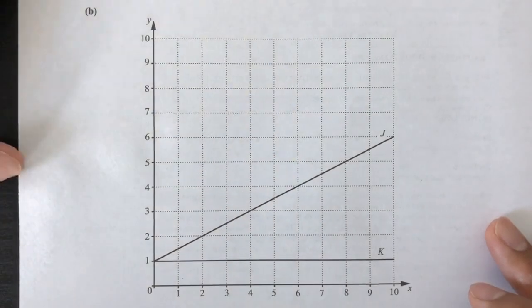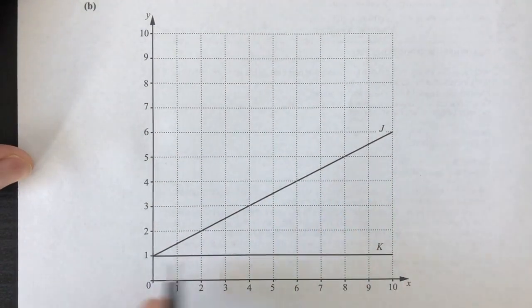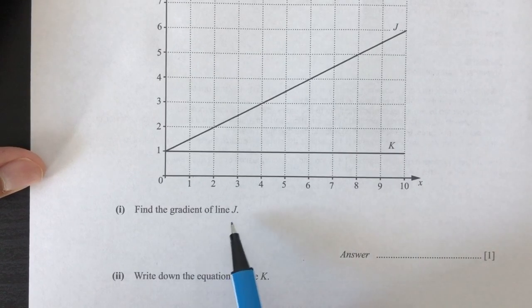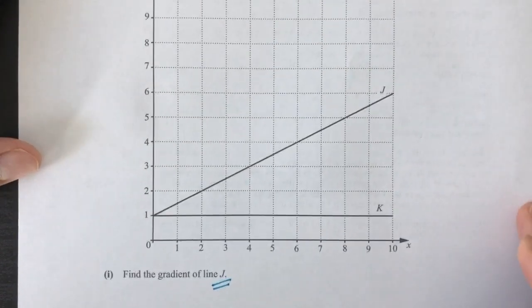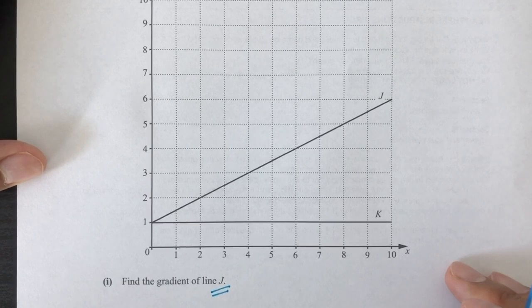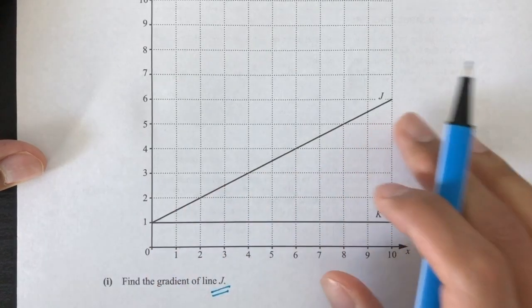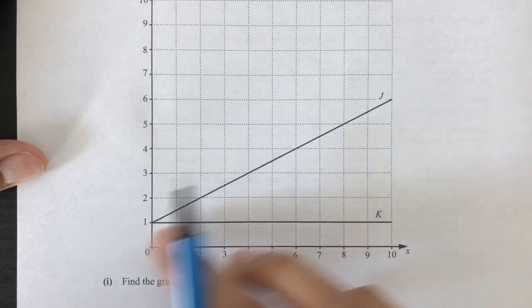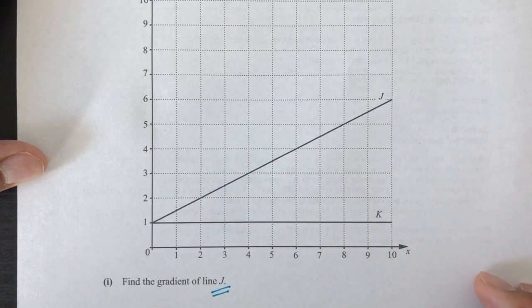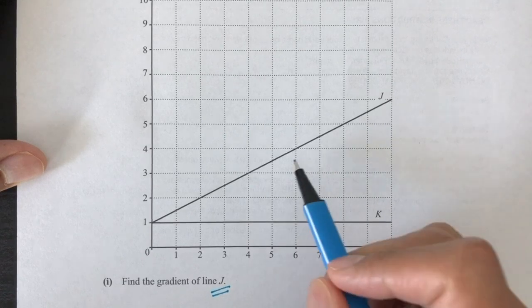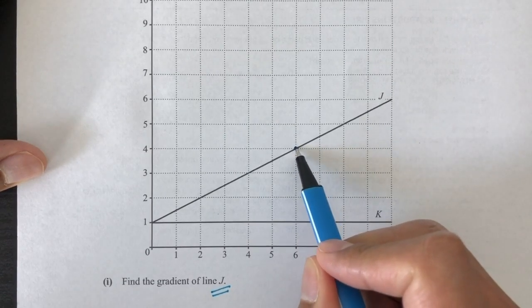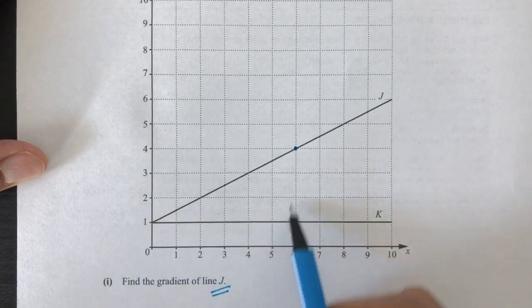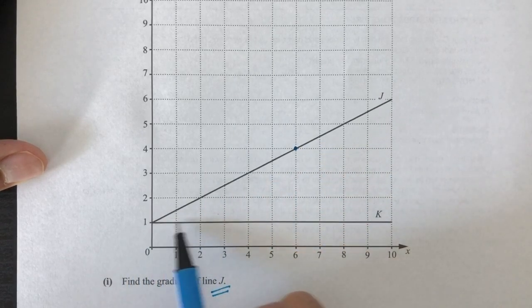Now for part B, we have this line J and K, and we need to find the gradient of the line J. As you know, the gradient is always found using a triangle, basically. Or you can just find 2 points on this line and find the gradient that way as well. What I like to do is find a point, say this point, and then make a triangle with the line itself, starting here to here and here.